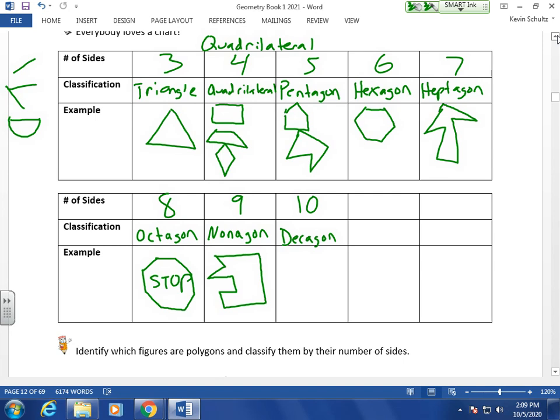If you can draw a star, that's a good 10-sided shape. I am horrifically bad at that, so don't laugh at me. 1, 2, 3, 4, 5, 6, 7, 8, 9, 10. Actually, not so bad.